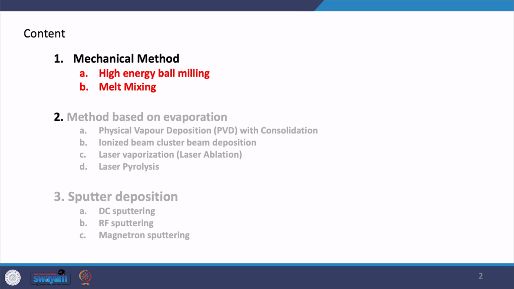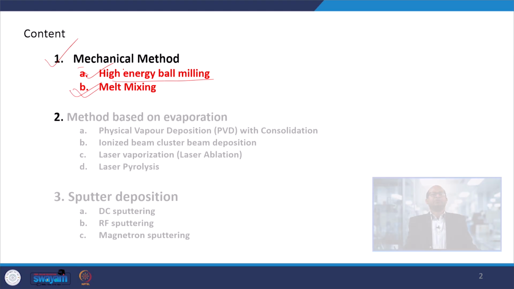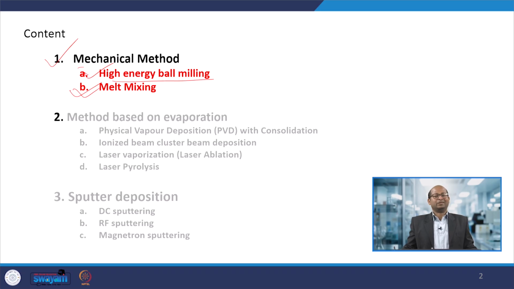There are many methods available. Out of those, we have high energy ball milling and the melt mixing method. These two are mechanical methods, and we will discuss them in today's lecture.